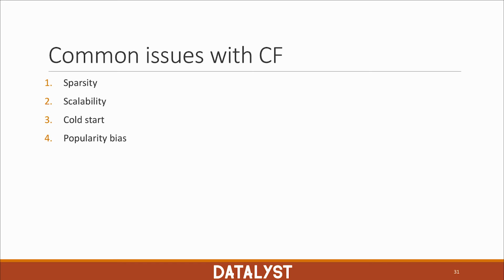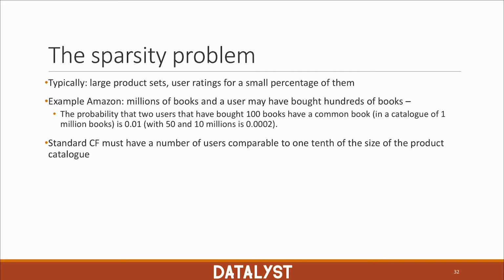There are some common issues with collaborative filtering: sparsity, scalability, the cold start problem, and the popularity bias. The sparsity problem refers to the issue that when we have large product sets, we're going to have user ratings for only a small percentage of them. For example, Amazon has millions of books and a user might have bought hundreds of books. So the probability that two users who have each bought 100 books have a book in common is around 1%.